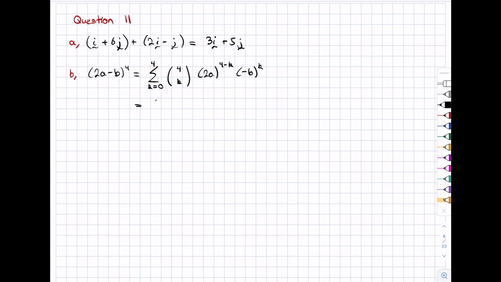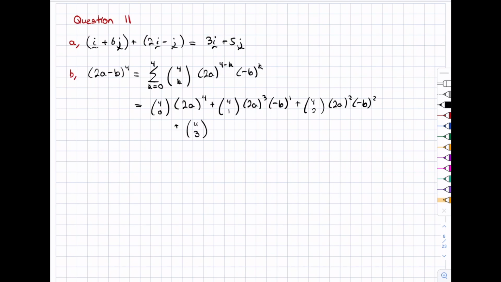So we get 4 choose 0 times (2a) to the power 4. This will be to the power 0, so that's just 1. Then we have plus 4 choose 1, (2a) cubed, (negative b) to the 1, plus 4 choose 2, (2a) squared, (negative b) squared, plus 4 choose 3, (2a) times (negative b) cubed, plus 4 choose 4. Then we'll have (negative b) to the power 4. Of course, (2a) to the 0 would be 1, so we don't really need to include it.